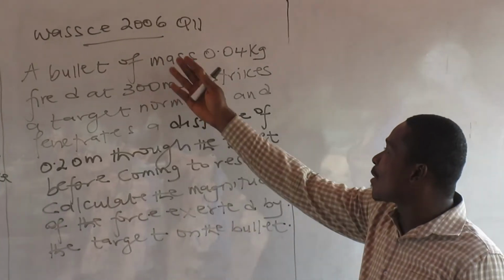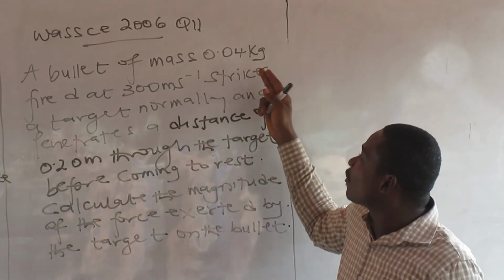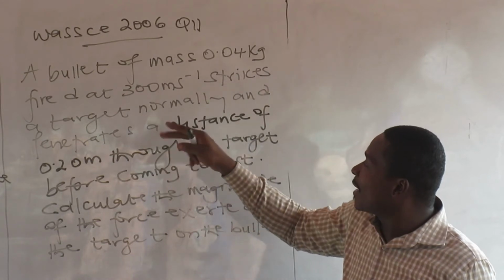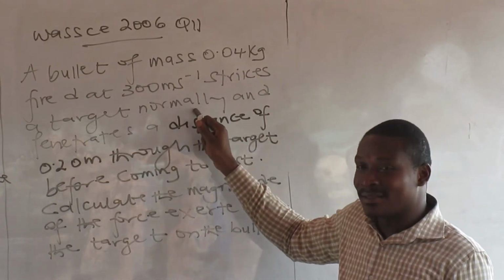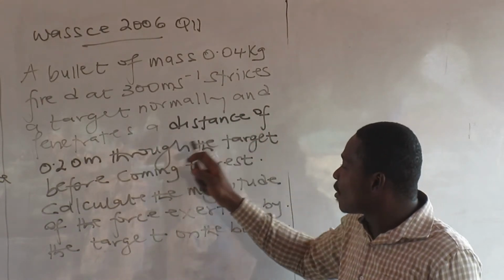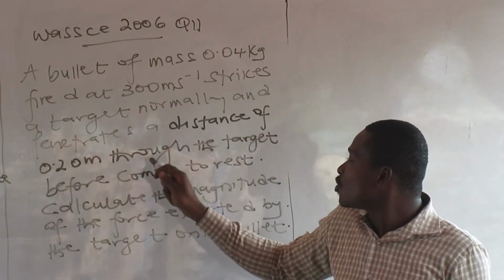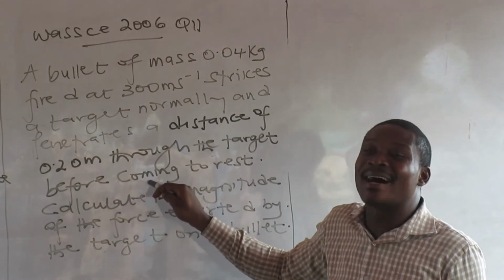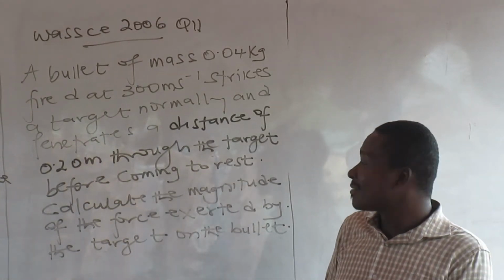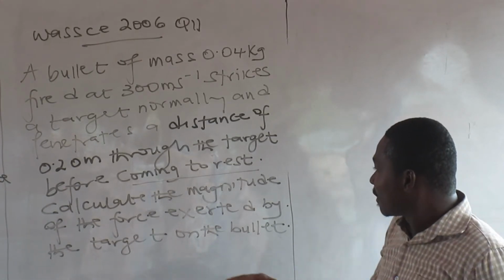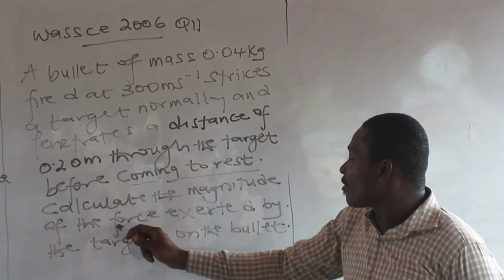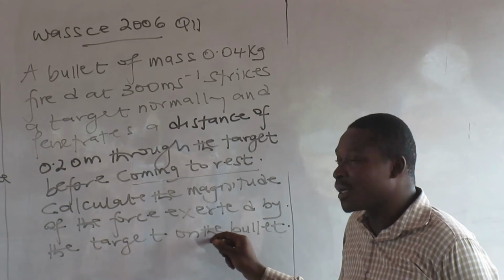Question. That's a sample. What's the question? A bullet of mass 0.04 kg fired at 300 meters per second strikes a target normally and penetrates a distance of 0.20 meter through the target before coming to rest. Are you okay here? That's a technical word. Calculate the magnitude of the force exerted by the target on the bullet.